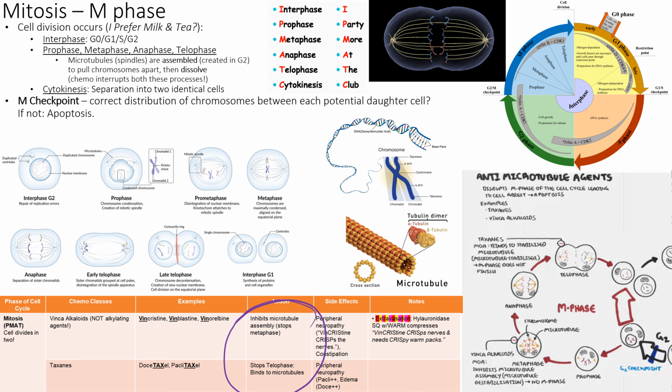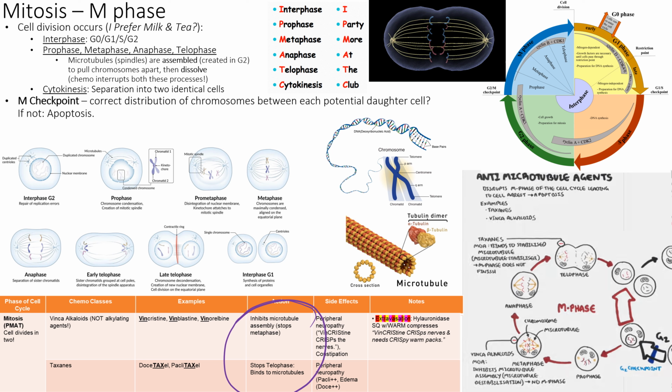Okay, there's also an M checkpoint in here that establishes whether it's a functional cell or not, and then it might make it go through apoptosis again. Okay, so here's where we have vincristine, right? And vincristine we give what? We got the crispy hot packs here. Vincristine also causes significant peripheral neuropathy, all right? So it crisps your nerves as well.